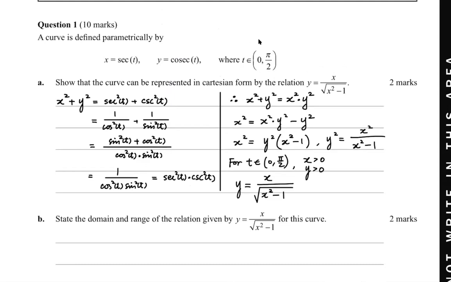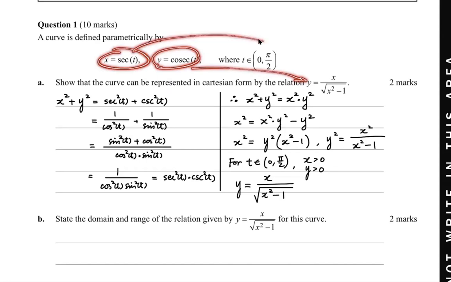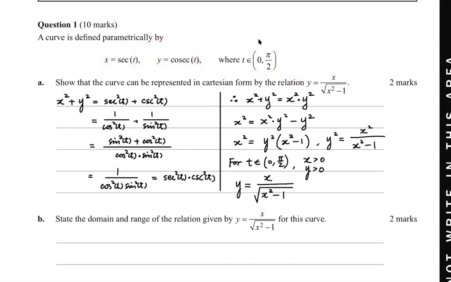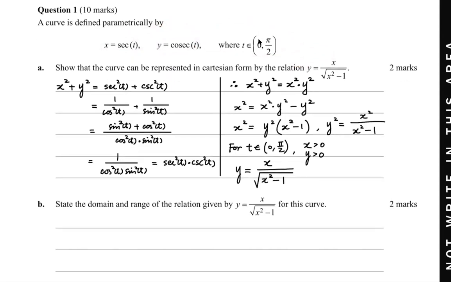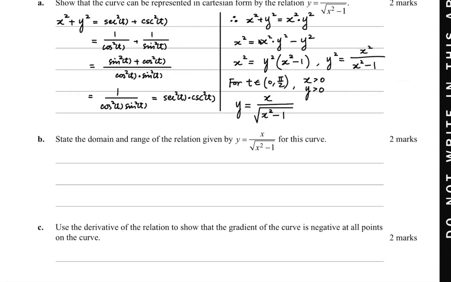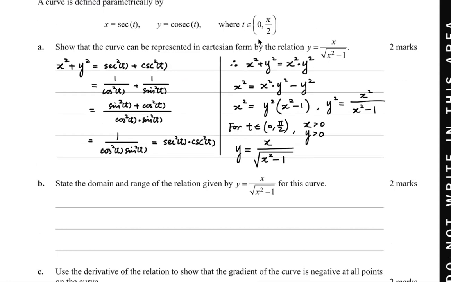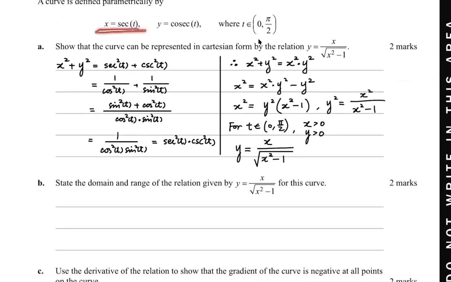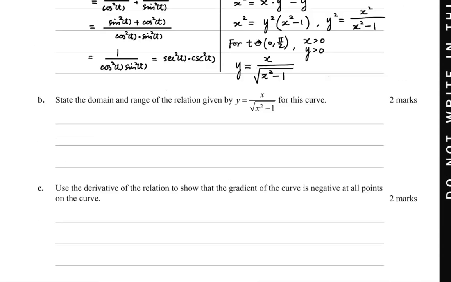If you try to substitute this one into the left-hand side and this one into the right-hand side, well, it could be more efficient, but probably not the safest approach, okay? So let's look at the second part. State the domain and range of the relation given by this guy here. So the domain and range are actually given by these two relations, okay? You should notice the domain for this parameter is from 0 to pi on 2.